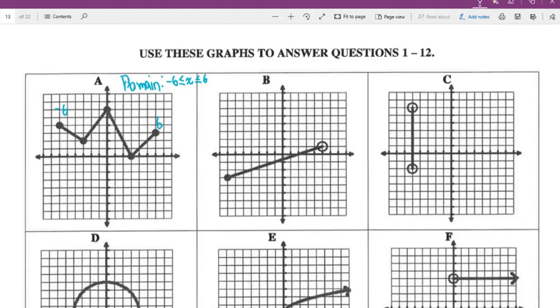Also notice that I put less than or equal to. I put that because the circles are closed. If they were open like they are in B, then I would just put less than. And we'll get to that right after we finish this problem. So we still need to find the range.